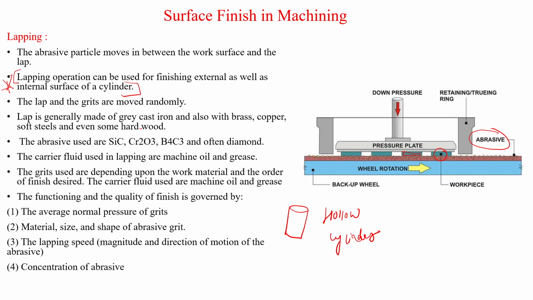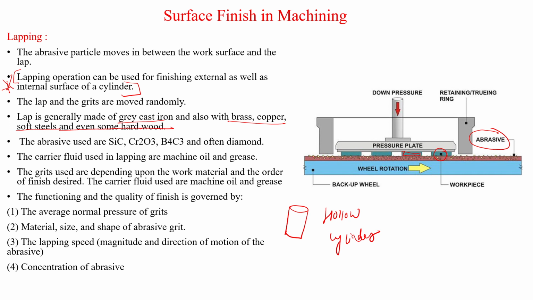Therefore, in this case, lapping can be used because it is used for finishing external as well as internal surfaces. Now talking about the movement of the lap and grits, the grit movement is very random. It's not that they're moving in a particular direction only. Talking about the material, the lap is generally made from grey cast iron and also brass, copper, and soft steels.